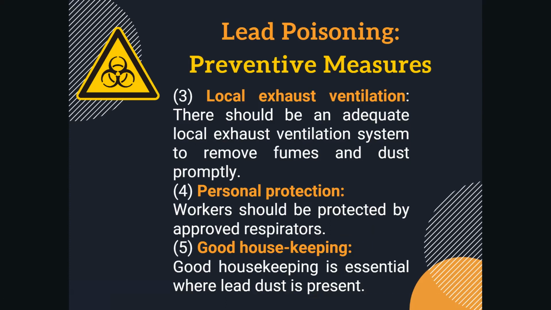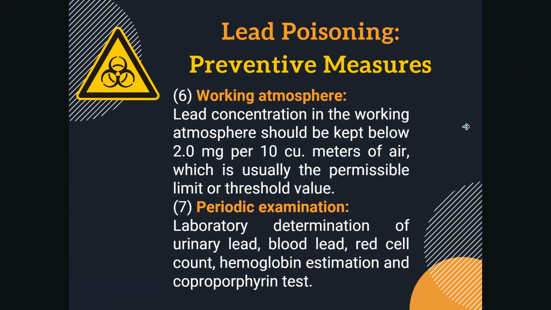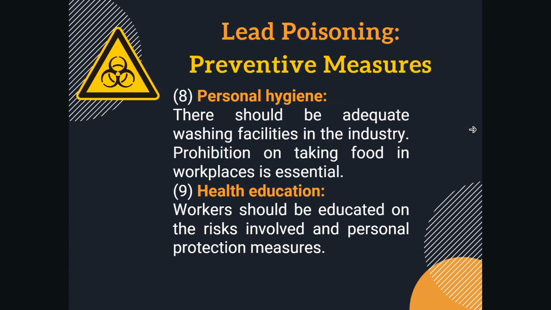Number five, good housekeeping. Good housekeeping is essential where lead dust is present. Number six, working atmosphere. Lead concentration in the working atmosphere should be kept below 2.0 milligrams per 10 cubic meters of air, which is usually the permissible limit or the threshold value. And number seven is periodic examination, which includes the medical examination as well as the laboratory determination of urinary lead, blood lead, red cell count, hemoglobin estimation, and coproporphyrin test.